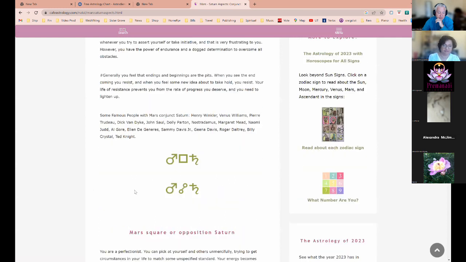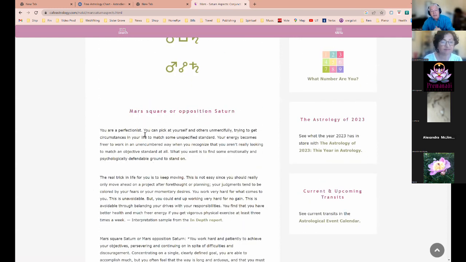Okay, conjunct Mars square or opposition Saturn. You are a perfectionist. You can pick at yourself and others unmercifully, trying to get circumstances in your life to match some unspecified standard. Your energy becomes freer to work in an unencumbered way when you realize that you aren't looking to match an objective standard at all. What you want is to find some emotionally and psychologically defendable ground to stand on. The real trick in life for you is to keep moving.